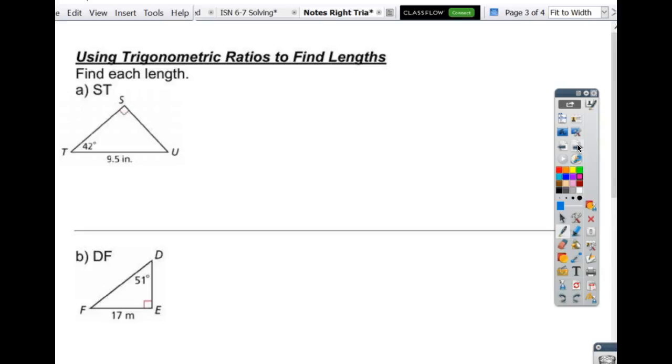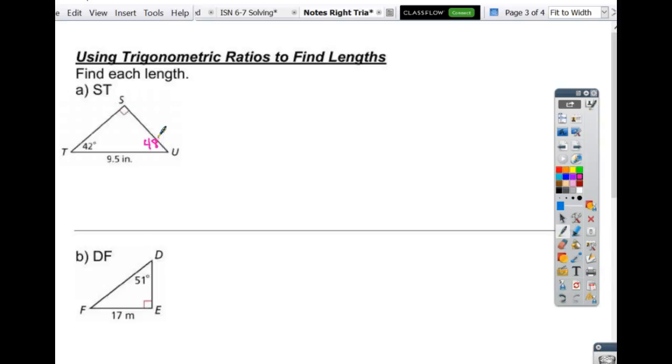All right. So, look at this one right here. Which side am I looking for? I'm looking for ST right here. I'm given 42 and 90, so can I find angle U? Yes. What would angle U be? Right. You would subtract, correct? It's not asking for that, but it does on your homework. So you would just take 180 minus 90 minus 42. What do you get here?